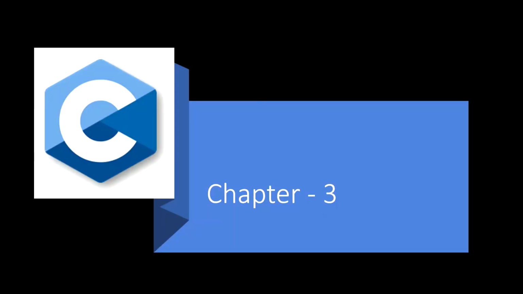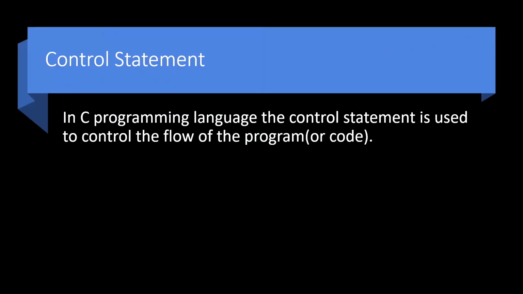Now we are going to start our third chapter. In this chapter, first we discuss control statements. A control statement is used when we want a specific task on a specific condition, or we want to control the flow of our program. And you can see the definition also.